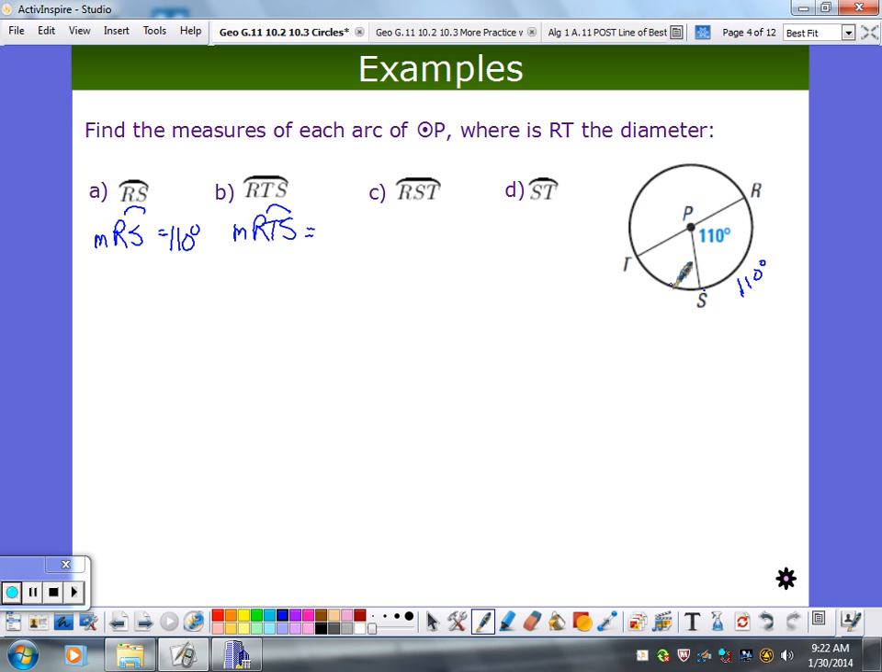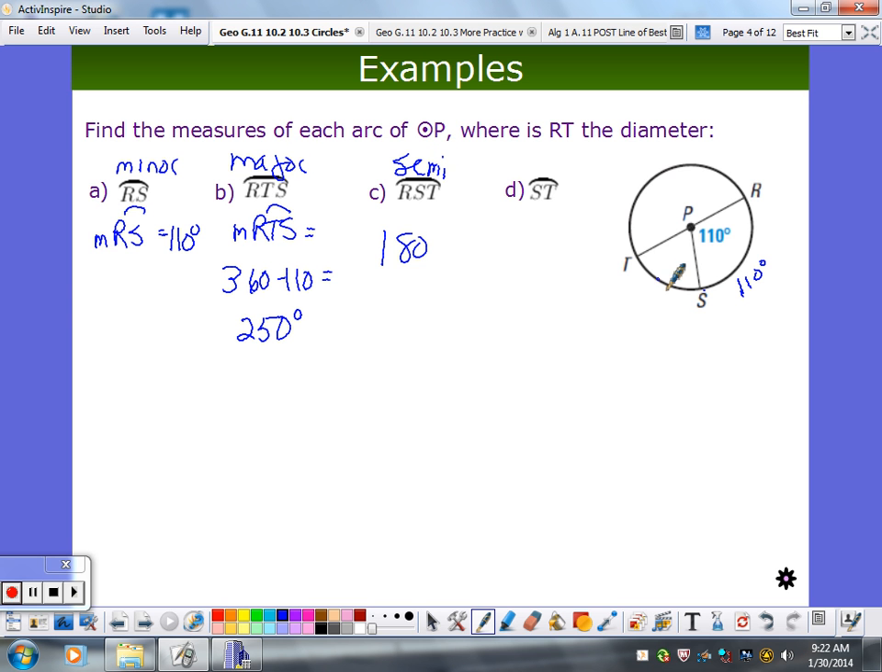How do I find it? People are writing, what are we writing? Exactly. 360 minus 110, what do we get? 250 degrees. Don't forget your degrees. You need to put those in there. What else do we have here? RST, where's that? What's that going to be? 180, because this is a semicircle, right? Minor arc, major arc, and a semicircle.